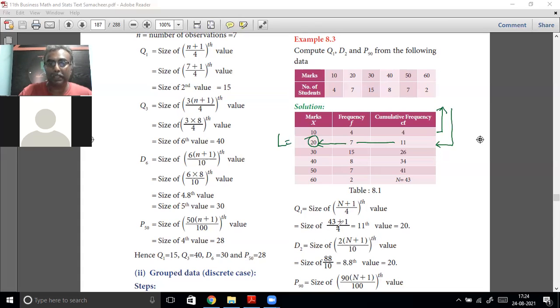So you got the value equal to 20. So what is the marks that you need? Marks is 20. Okay.